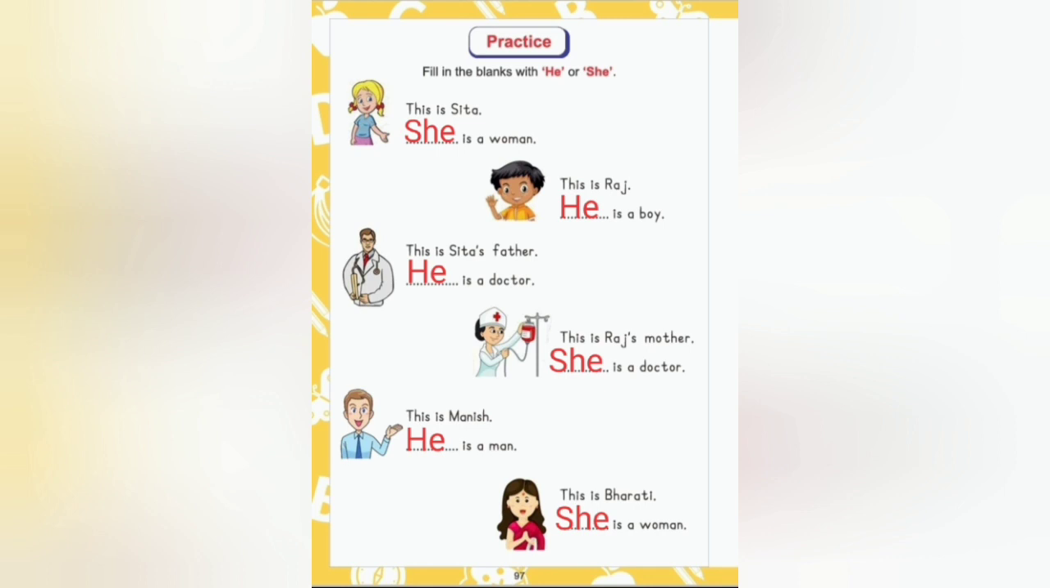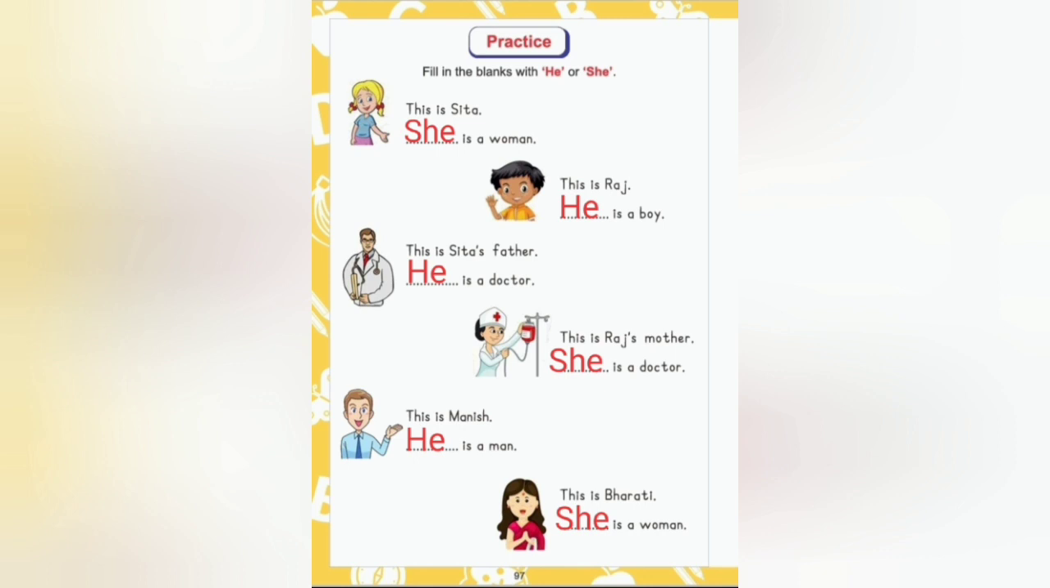So children, here are the answers to our practice work. Let's read the sentences once more. This is Sita. Dash is a woman. So what will we write here? She. S-H-E, she. Next is, this is Raj. Dash is a boy. We will write H-E, he.